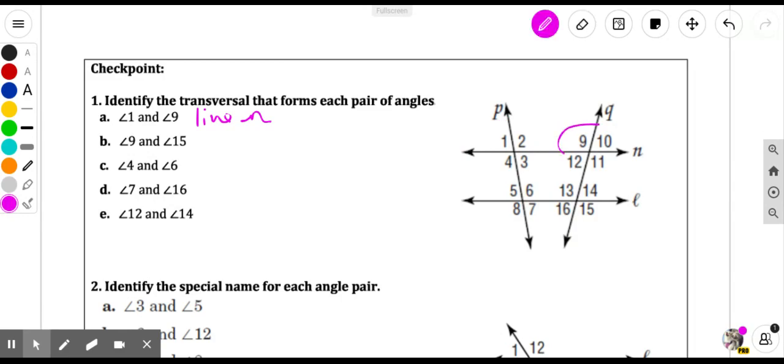9 and 15, made by N, L, and then Q is the transversal because that's the one that connects them. It helps to write on the picture. So if you have this picture printed, it helps to write on it with pencil and then erase. So 4 and 6. So line, transversal. So this one's line P.